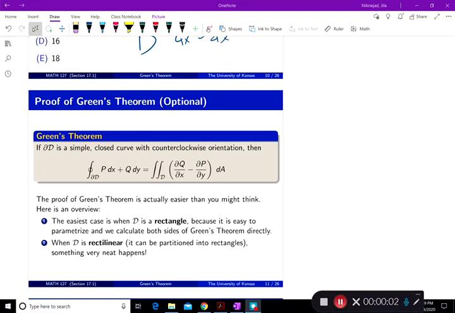So this part is optional. We want to give you a little bit of understanding of proofs of Green's theorem and how this works. What we start with is proving Green's theorem over a rectangular region, and then we extend that to rectilinear regions, which means regions that can be divided into rectangles, and then we do something funky with that.